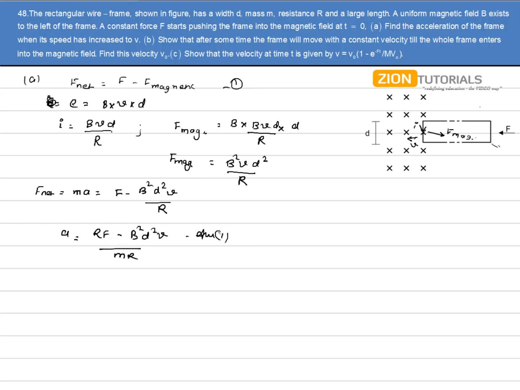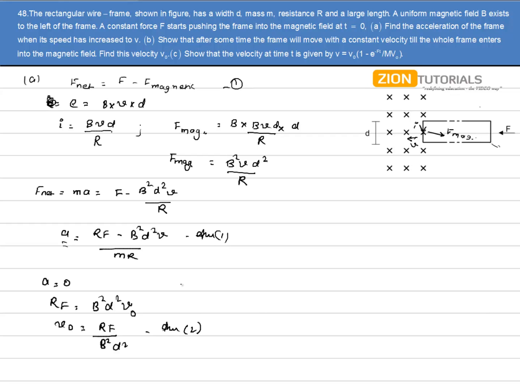In the second part, I have to show that after some time the frame will move with a constant velocity till the whole frame enters into the magnetic field. Clearly, if the frame is moving with a constant velocity, then acceleration equals 0. Substituting acceleration equal to 0 in this equation, I have RF equal to B square D square V naught. Let's say this velocity is V naught, the constant velocity at which acceleration is 0. So V naught comes out to be RF divided by B square D square. That is my answer for the second part.